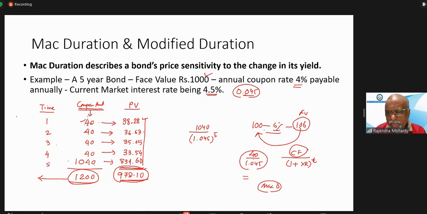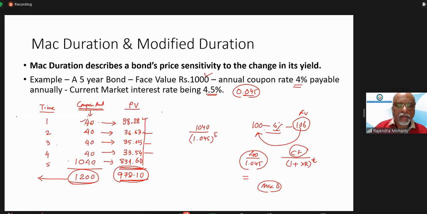So you do 40 divided by 1.045. What is the answer you are getting? 1.045, 3827. Now press equal to only. Again, press only equal to. Yes, I'm getting it. So the fourth time I have to do. First time this will come, second time this will come, third time this will come.